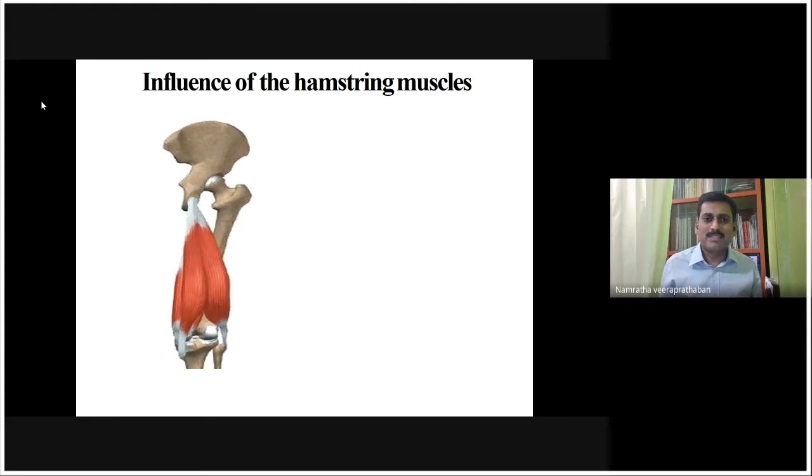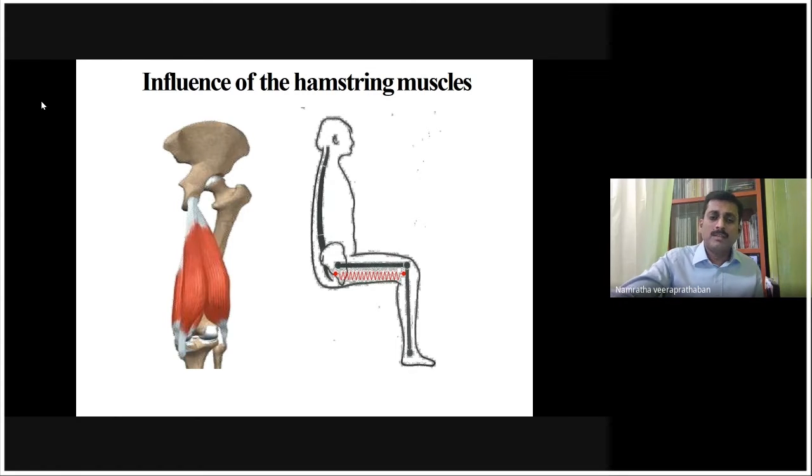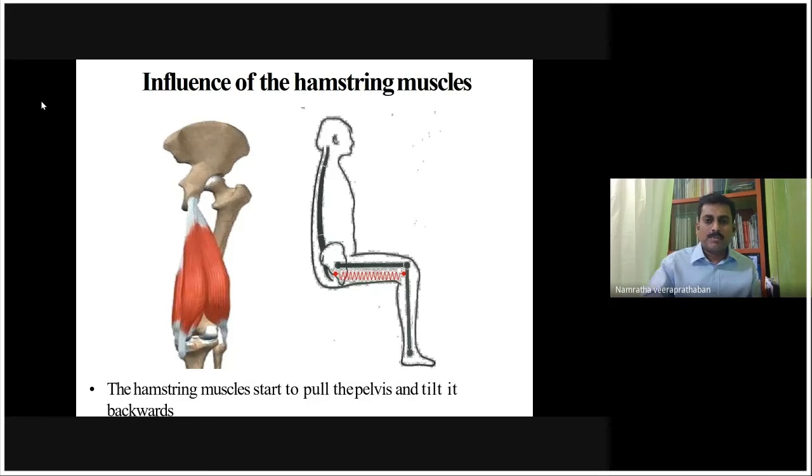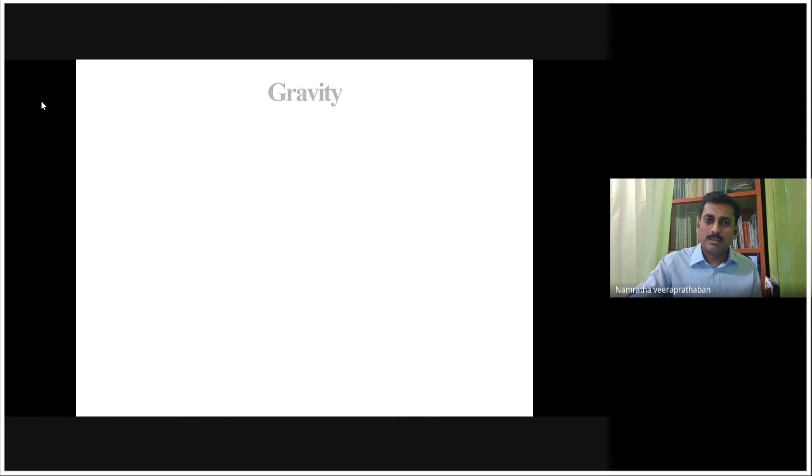Okay, what happens in sitting? In standing there are no issues with the hamstring. When we sit, the hamstring is under constant pressure. Because of this constant pressure, it pulls the pelvis backward. Because it pulls the pelvis backward, the spine follows, and all this asymmetry happens in the spine as well as in the pelvis. All right, so this is the second reason. The first reason is the distance between the ischial tuberosities, and the second one is the influence of the hamstring muscle. The third one is amazing gravity.